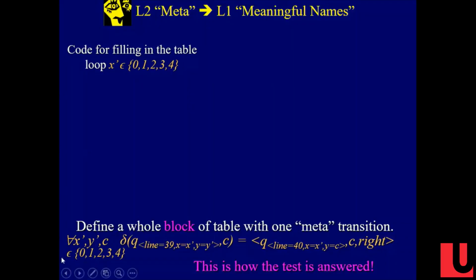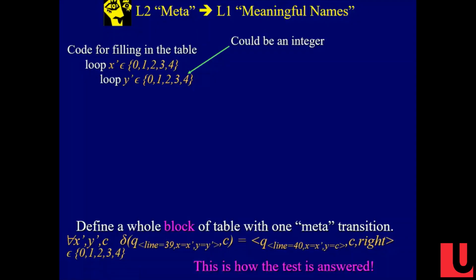So we're going to loop over all possible values of x prime. And we're going to loop over all possible values of y prime. And what are these? These are the possible values that x and y can have. If x and y take on values that are integers, then that's what they are. If they take on values which are sheep, animals from a farm, then that's what they will be. But in this case, x and y are taking on integers, so that's what we're looping over. Everybody good?